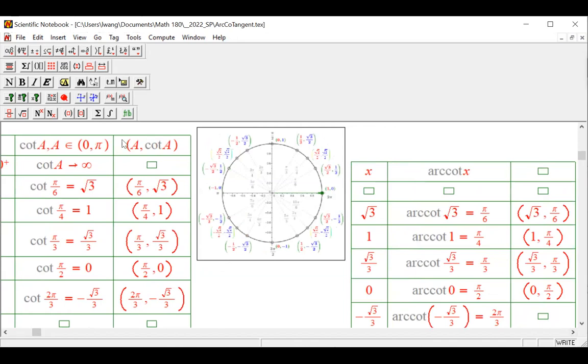So this point, after the swap, the input is negative root 3 over 3.